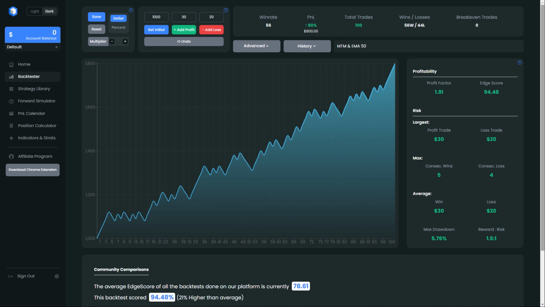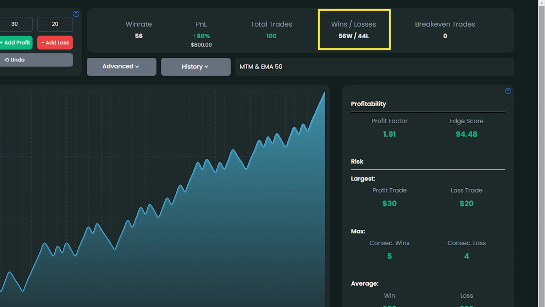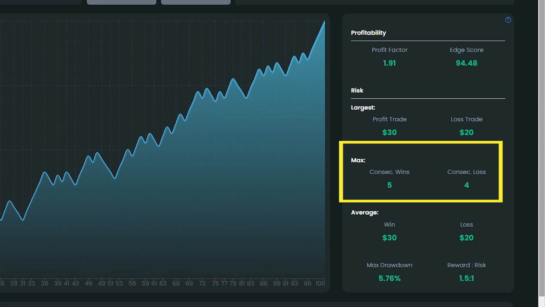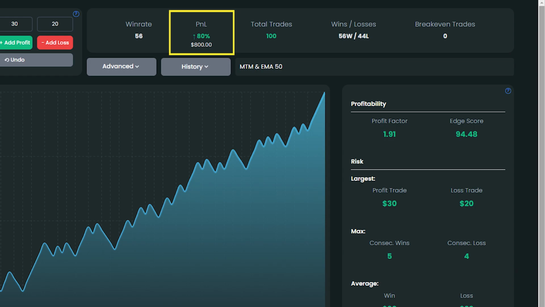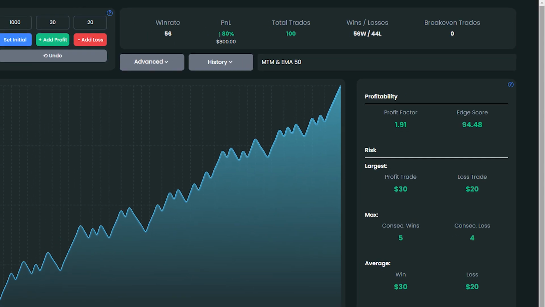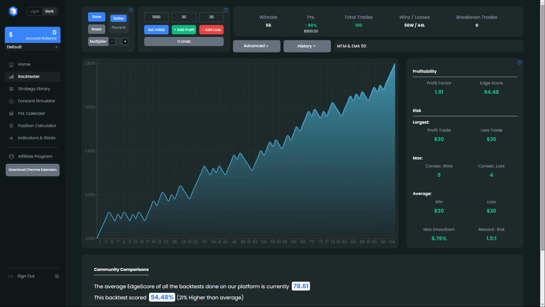Now, we can see the result of this simple strategy. This simple strategy has 56 profit trades and 44 loss trades. It means on a 1 to 1.5 risk reward ratio, this strategy has a 56% win rate. The consecutive profit is 5 trades in a row and the consecutive loss is 4 in a row. The account starts from $1,000 and has 80% account growth. So our last balance is $1,800.